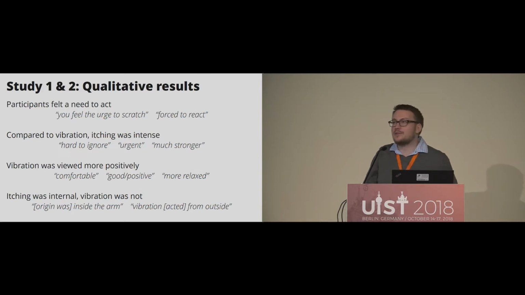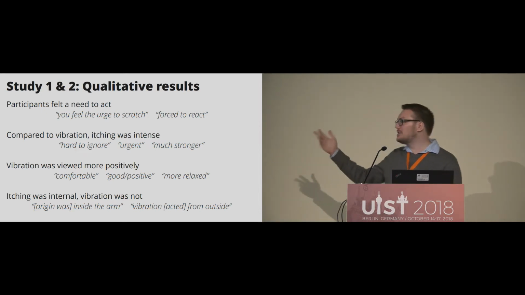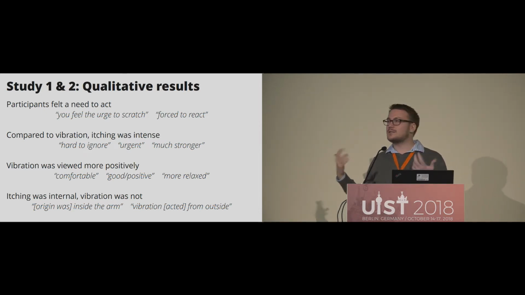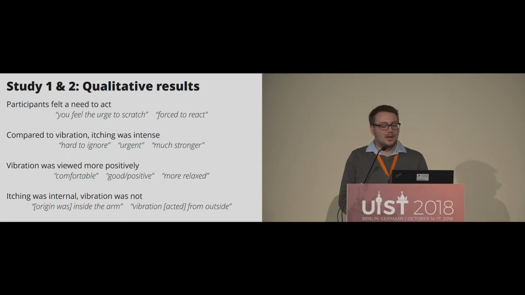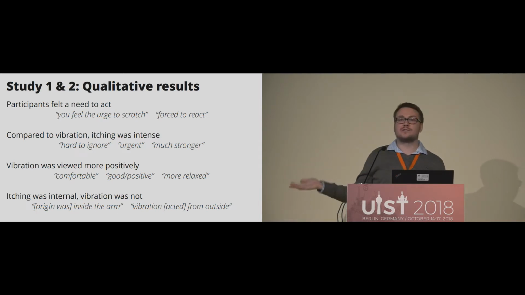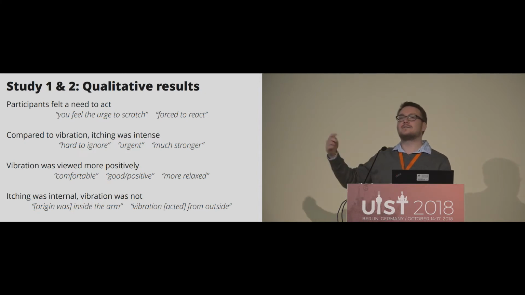And there's one final one that I thought was really interesting, and that kind of harks back to this aspect of naturalness in some way, and that is that people told us that itching somehow was an internal sensation, but vibration was not. So for itching, people told us something like the origin was inside their arm. So somehow the actuator wasn't, right? The electrodes, the watch, sat outside their arm, but they perceived it as something that happens inside their arm. And on the other hand, they tell us vibration acted from the outside. So there is vibration, and I perceive it in my skin, but it's coming from somewhere else.